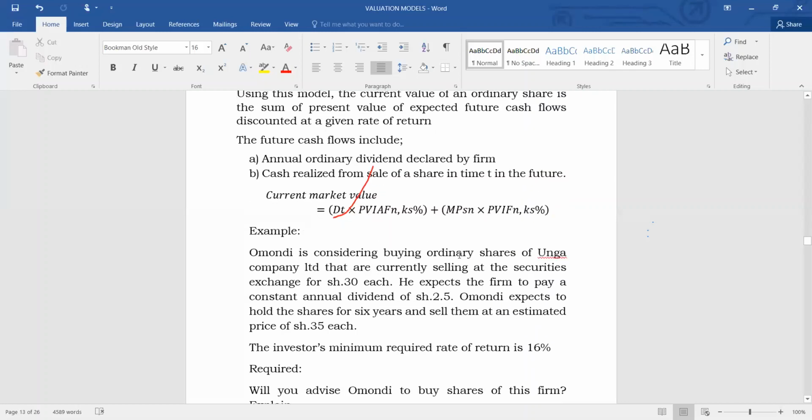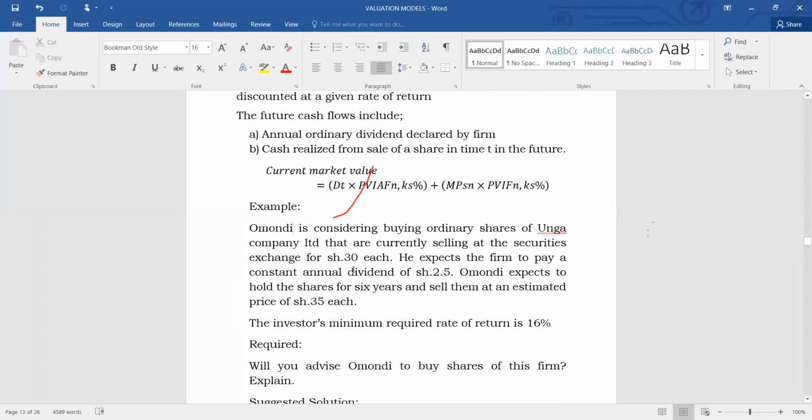Omondi is considering buying ordinary shares of Unga Limited that are currently selling at the Securities Exchange for 30 shillings, currently.